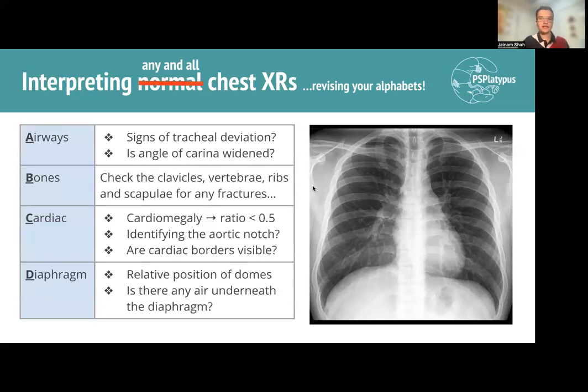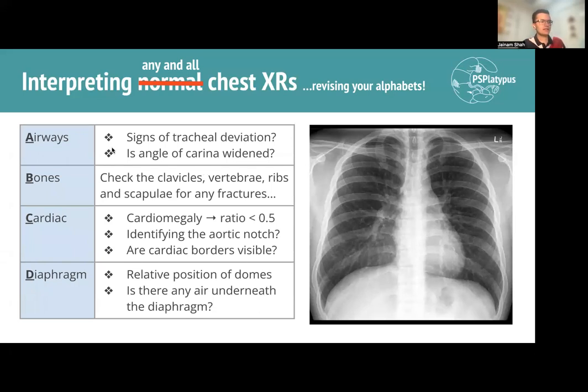All right, now let's get to the alphabet part. So A, B, C, D, E, F, G, H, I. When it comes to A, we're looking mainly at the airways. On the right-hand side, you can see I've just put the normal chest X-ray for reference, but I'd also recommend you have a look at some abnormal variations of this, which I'll show in 2 slides' time.